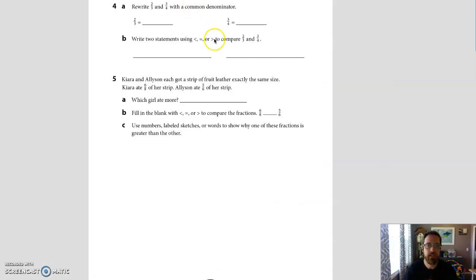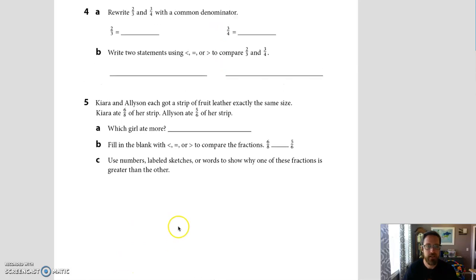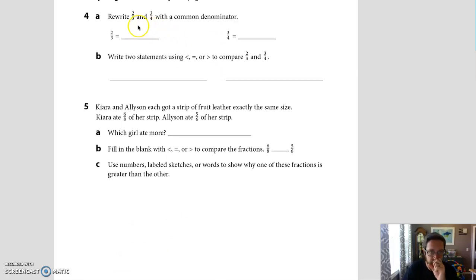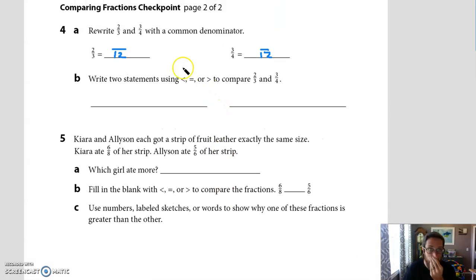Okay, let's go on to the second part, and it says rewrite 2/3 and 3/4 with the common denominator. And again, the easiest way to do this is just multiply your two denominators together. 3 times 4 is 12. So my denominators are going to be 12. Okay, I'm going to zoom in just a little more here. So in order to get 12, 3 times 4 is 12, so I have to do 2 times 4, which would be 8. So 2/3 is equivalent to 8/12.